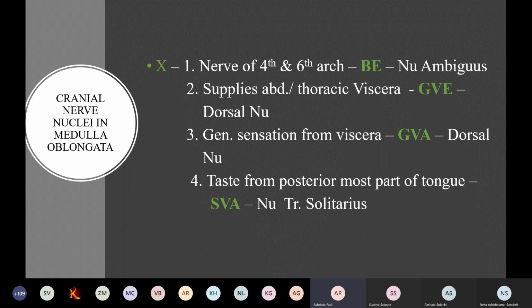Then the 10th nerve has branchial efferent fibers, the nerve of the 4th and 6th arch. It also has a parasympathetic component, general visceral efferent, represented by the dorsal nucleus. General visceral afferent is the same nucleus, the dorsal nucleus of the vagus. And for taste sensation, there is the nucleus of tractus solitarius. So these are the functional components of the 10th nerve.